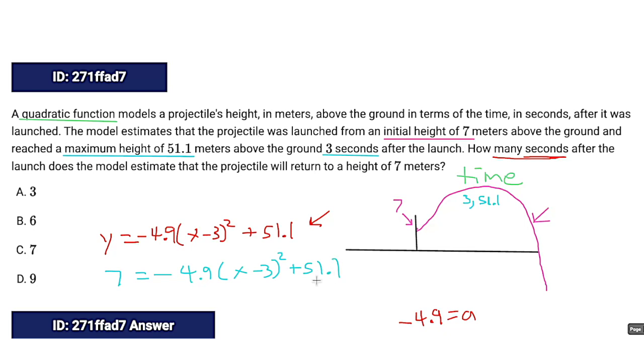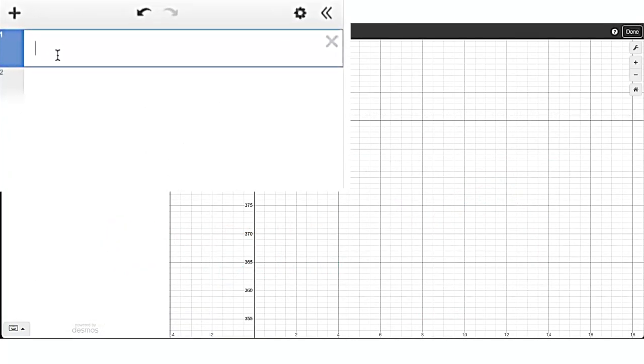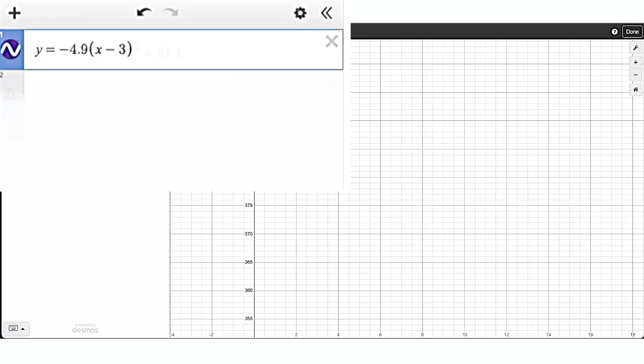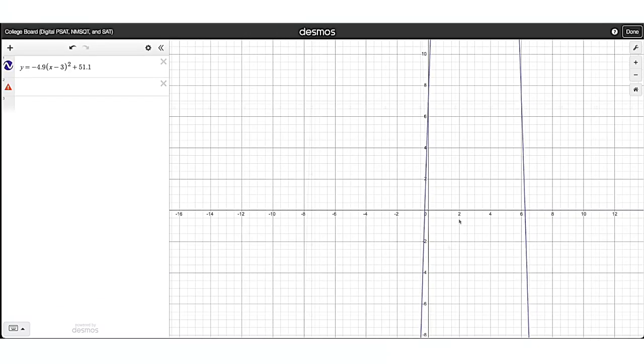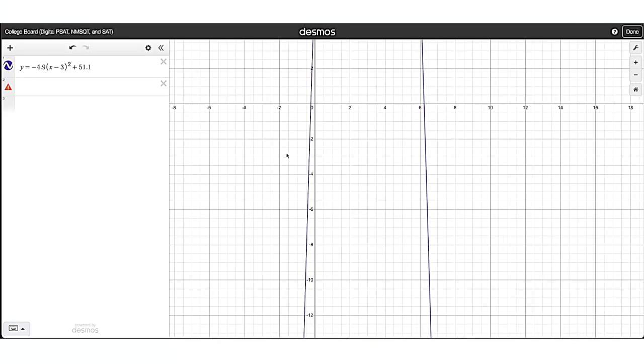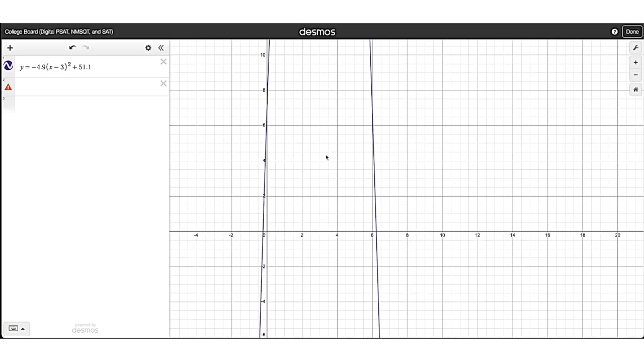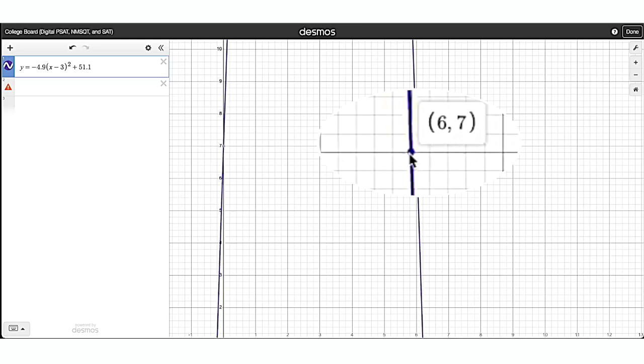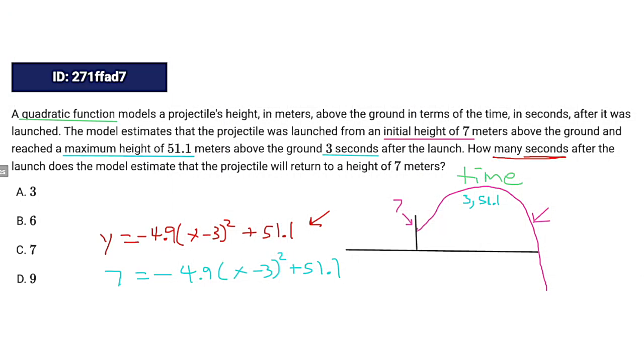And to make things easy on ourselves, let's go ahead and plug this into Desmos. So all we have to do is plug in our equation, and I'm talking about our original equation without y plugged in. And then we're going to scroll out, and we're looking for y equals 7, right? So there's 7, and look at that, x equals 6. So our answer is 6.